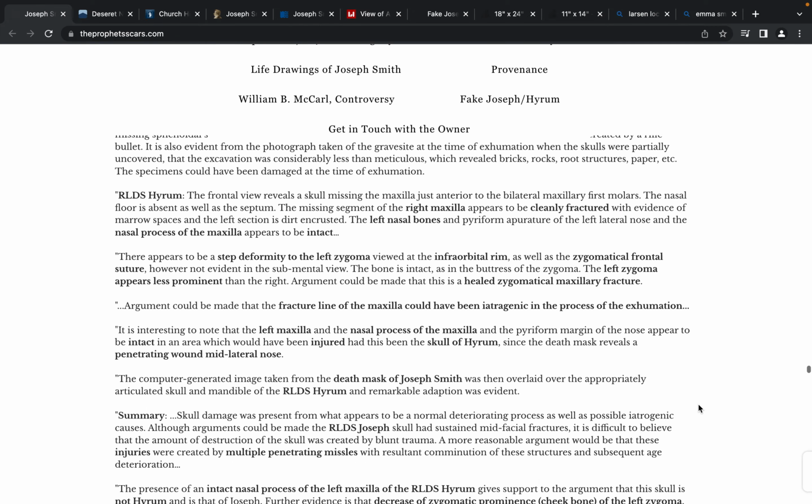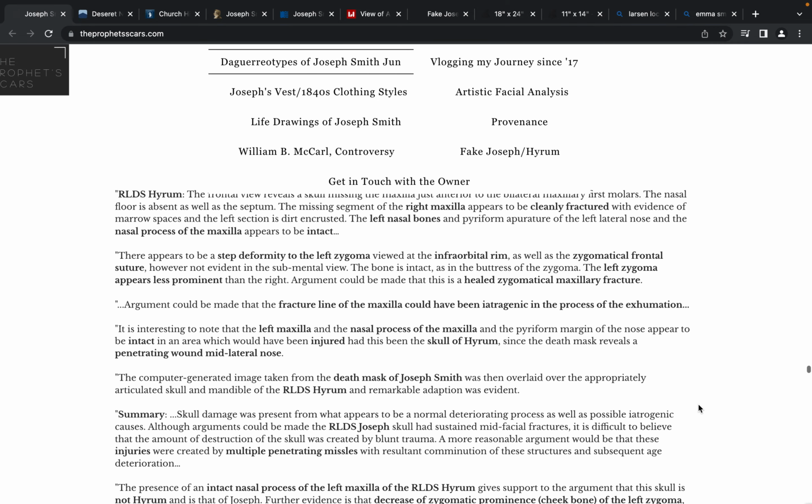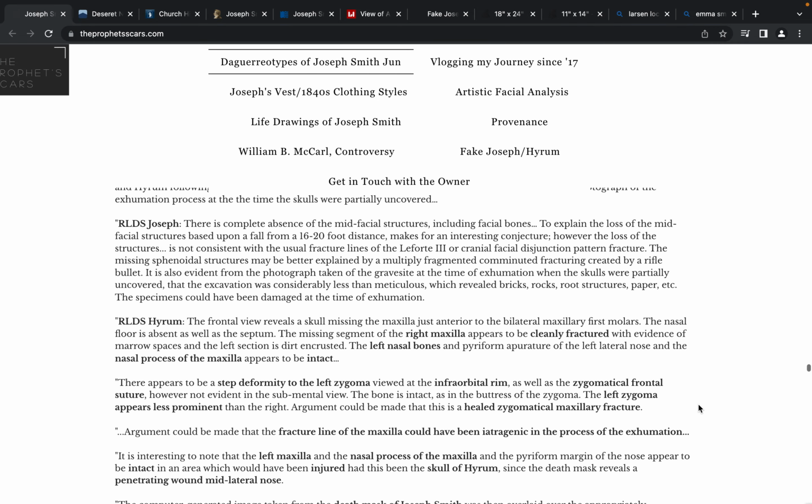It's hard, but you can just read: step deformity of the left zygomatic. When you look that up, you can see people whose eye has been damaged, and their whole eye is just lower. The actual eye socket is lower. So it crushes everything.